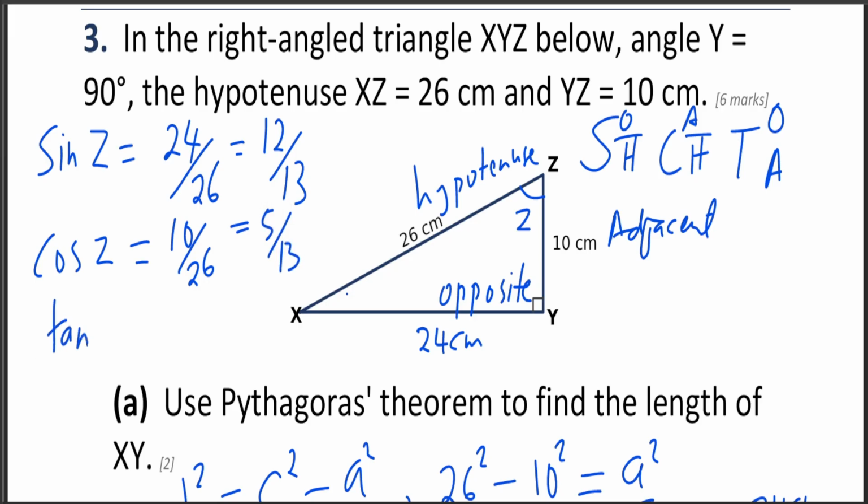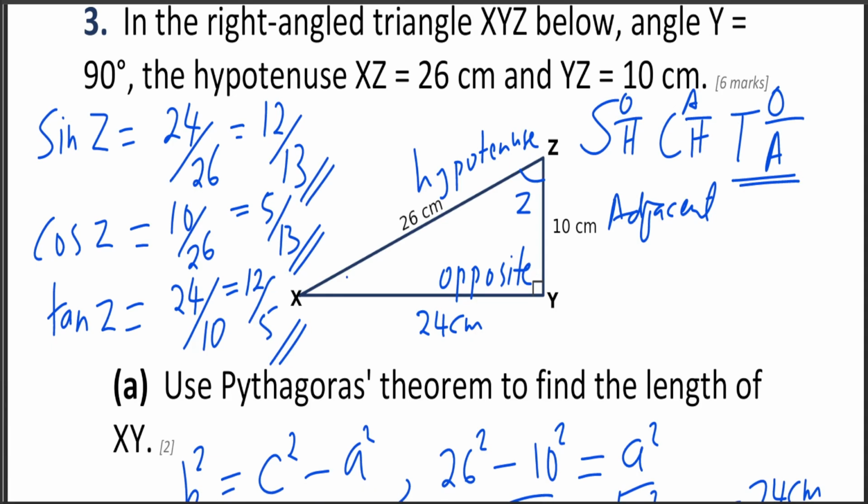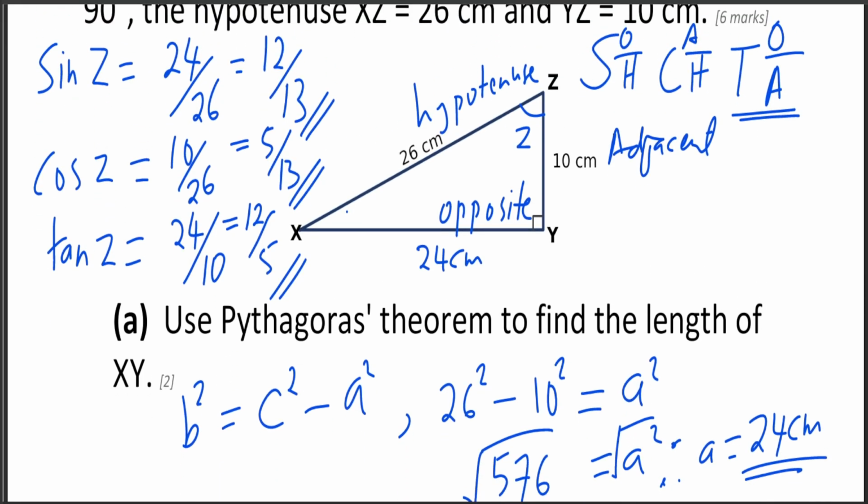Then finally we have tan Z. And tan Z is very simple as well, it is equal to opposite over adjacent. So your opposite is 24 over your adjacent, which is 10 centimeters. If you simplify it, divide by 2, 12 over 5. So your answers are 12 over 13, 5 over 13, and 12 over 5. As simple as that. You see? There is no need for me to even write it down.